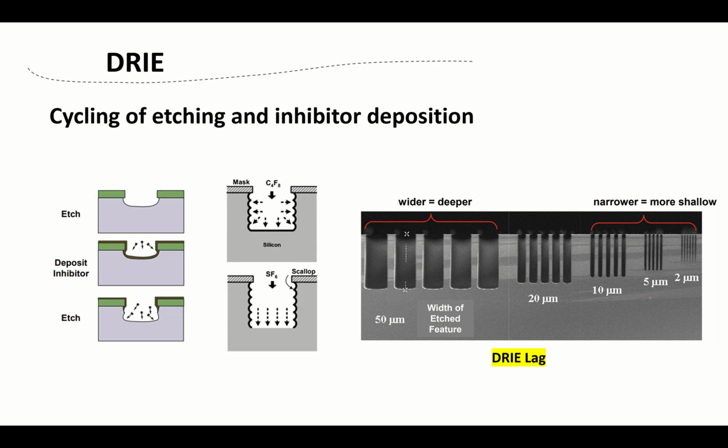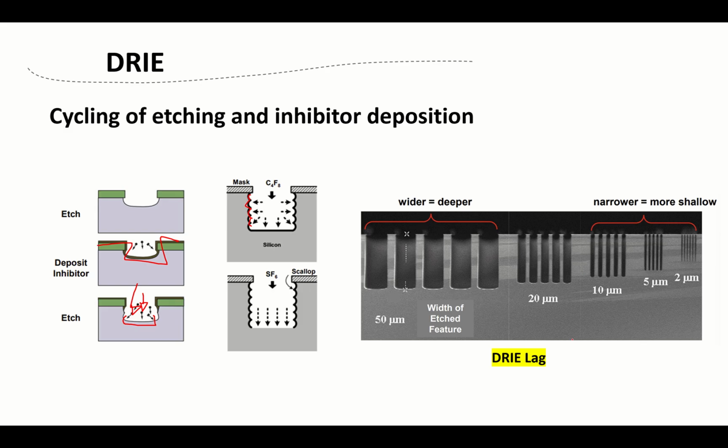And here's another application called DRIE. So we first do etching, then we deposit the inhibitors, then we do etching again. Because of the inhibitor, it will not etch the sidewall, but you still get ion enhancement and bombardment, so you will etch down again, then you will get a scalloped sidewall like this.